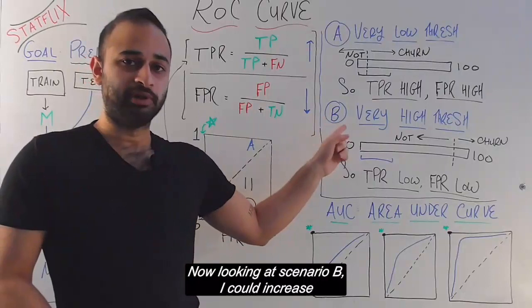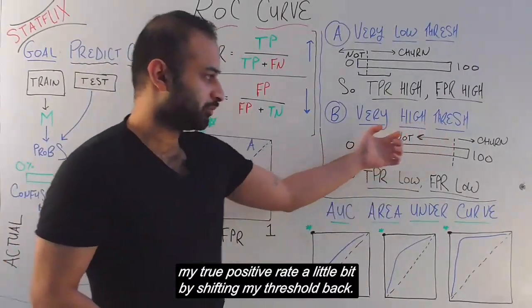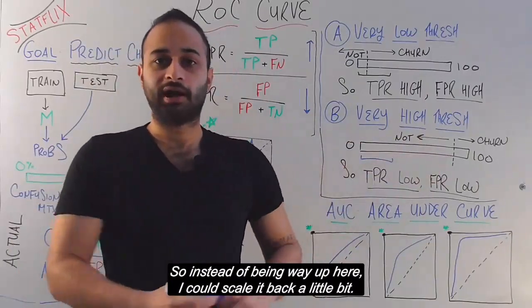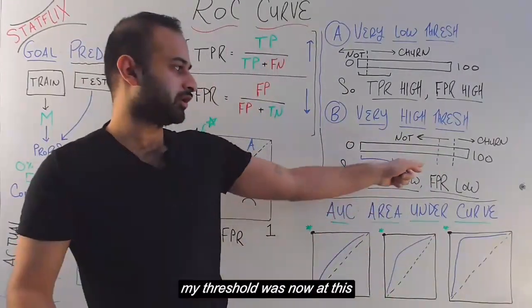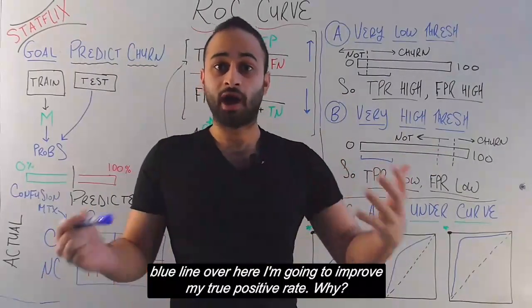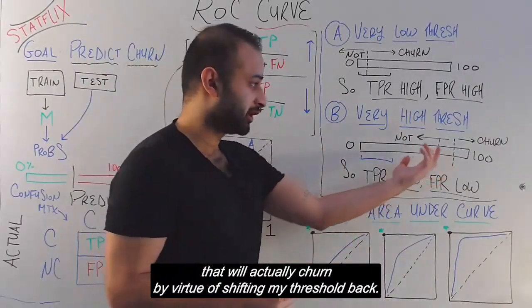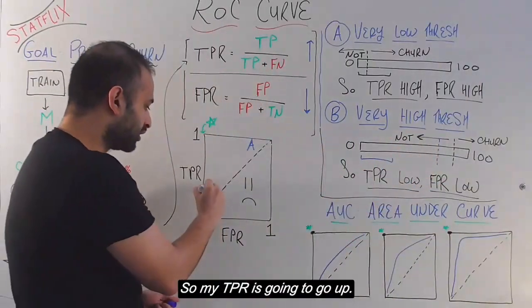Now looking at scenario B, I could increase my true positive rate a little bit by shifting my threshold back. So instead of being way up here, I could scale it back a little bit. So imagine my threshold was now at this blue line over here. I'm going to improve my true positive rate. Why? Because now I'm catching more people that will actually churn by virtue of shifting my threshold back. So my TPR is going to go up.